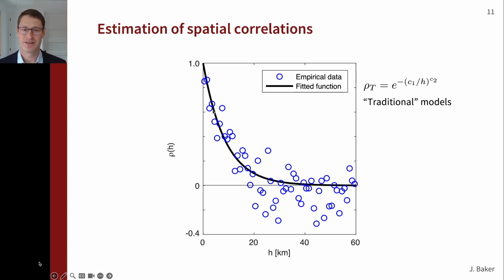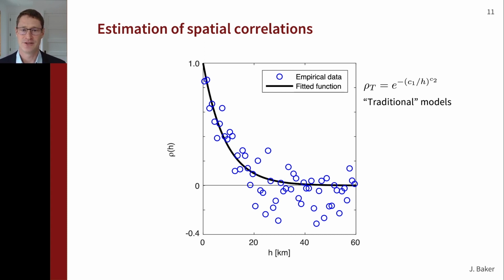Okay, so once we get some data like that, we can then fit a function to characterize this correlation. That's shown by this black line here, the fitted function. The functional form of this black line is shown over on the right. It's kind of an e to the minus separation distance, and then there's a couple of coefficients, C1 and C2, that control the rate of decay as the separation distance gets larger. I'm going to call that a traditional correlation model, and we're going to draw some contrasts later in the presentation to some alternatives.